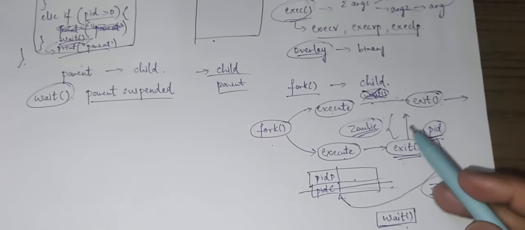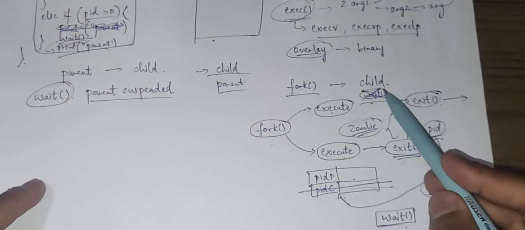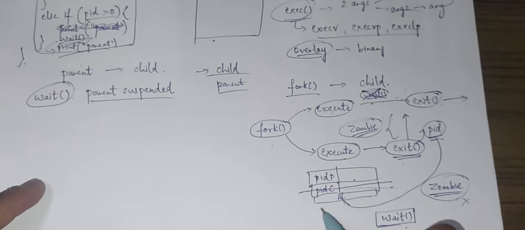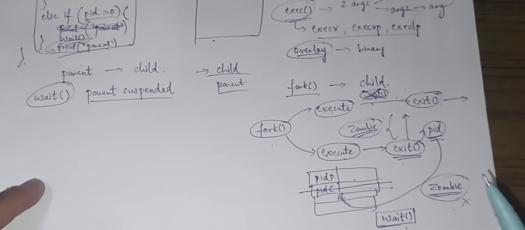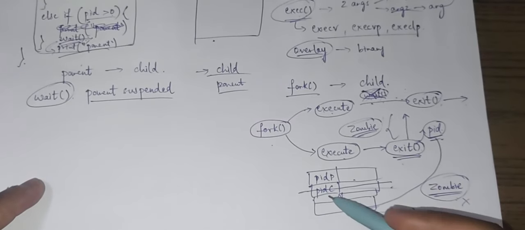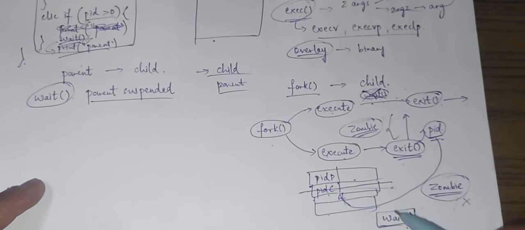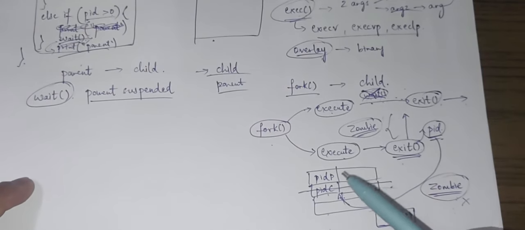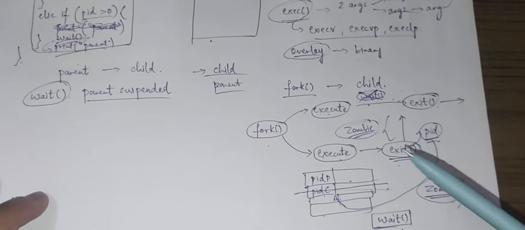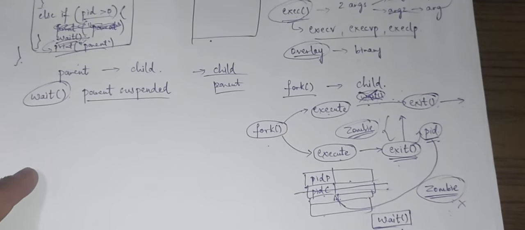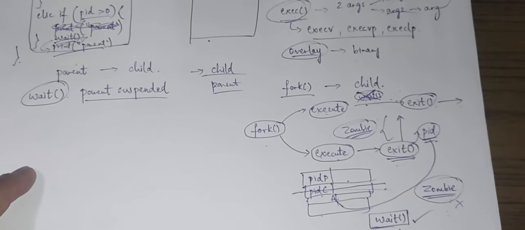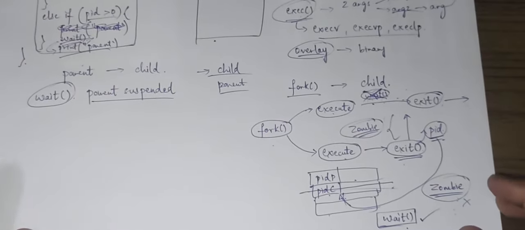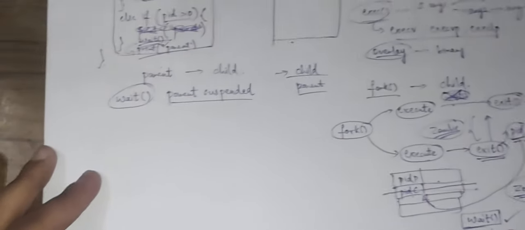And if every process keeps on creating children without waiting, then we will have multiple entries. The process table is a finite structure, so if you keep on having multiple entries, at some point this process table will be full and we won't be able to create new processes. So we always have to make sure wait is called. Now this was about process creation.